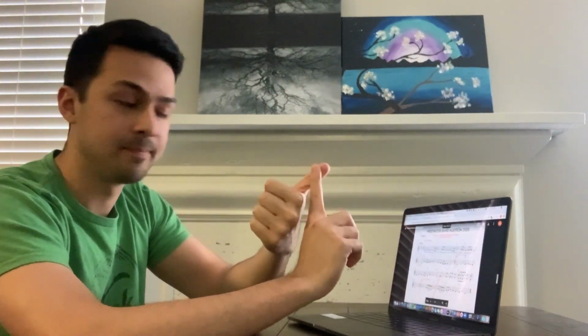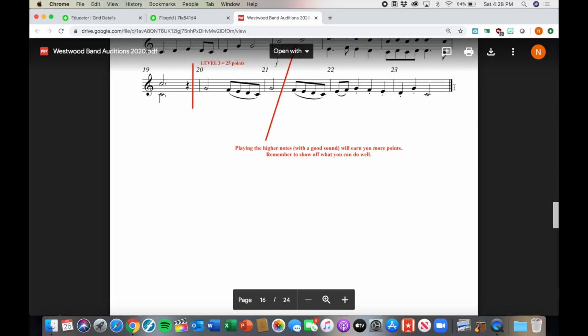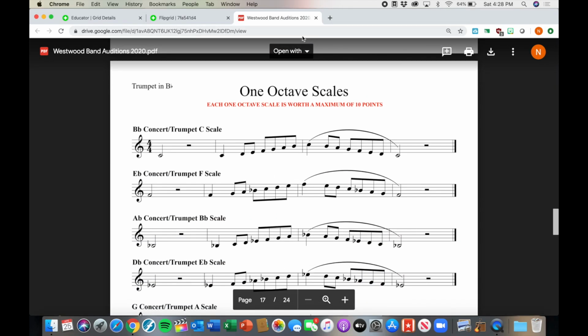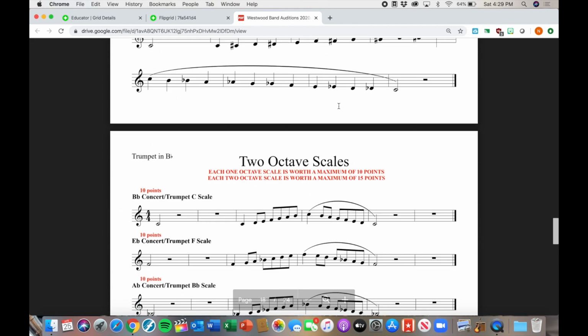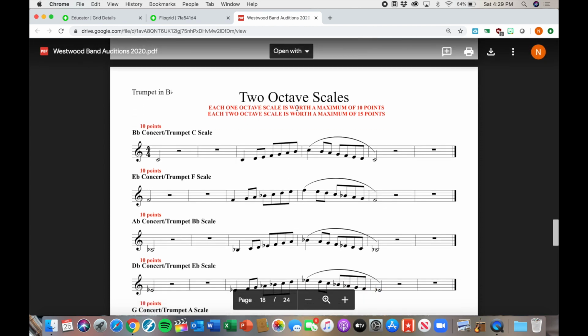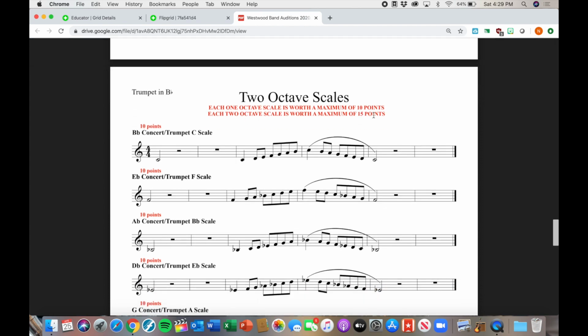The music consists of two main parts. There's an etude, which you can either play part or all of, and then you have your scales. In those scales, you'll see that there's a page of 1 octave scales worth a maximum of 10 points each. And then there's another page with 2 octave scales, which are worth 15 points each.